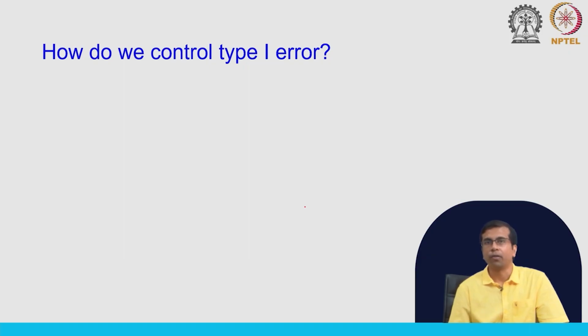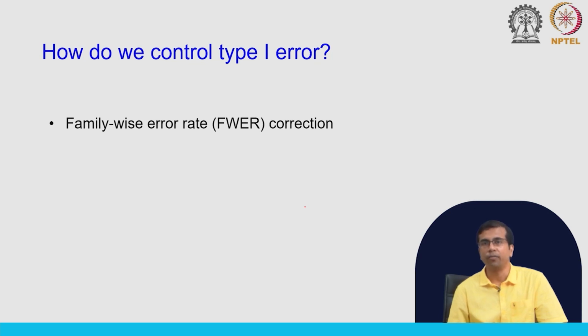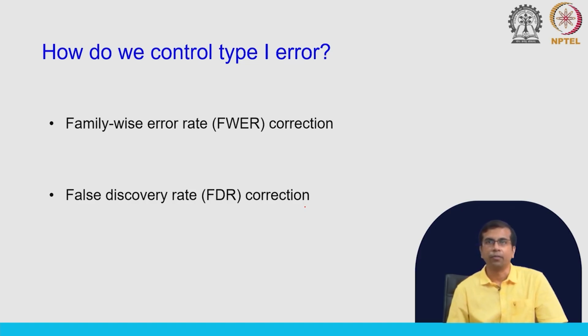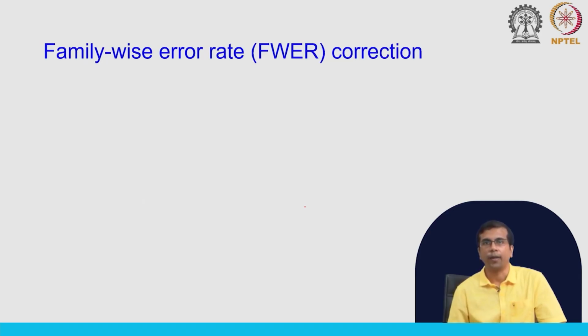So, how do you control this type 1 error? We do not want to make the increased type 1 error. We want to control this type 1 error, and there are two methods for this correction. One is family wise error rate correction, and the other is false discovery rate correction. So, you have FWER in short and FDR. We will talk about FWER in this class, and then in the next class we will talk about the FDR correction. These are different approaches for controlling type 1 error.